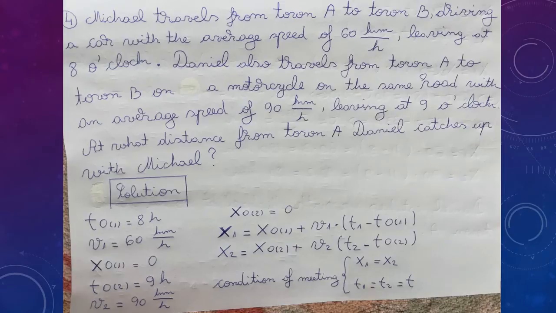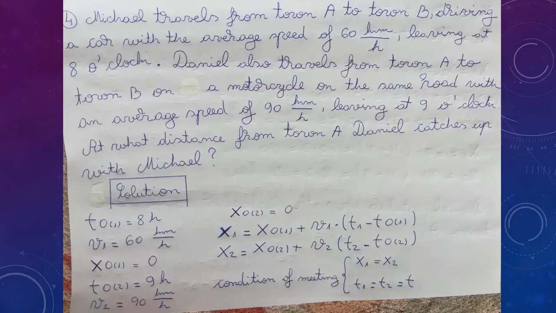Solution. We annotate the time Michael leaves town A with T01, which is equal to 8 hours. We annotate Michael's speed with V1, which is 60 kilometers per hour, and we annotate Michael's initial position with X01, which is equal to 0.